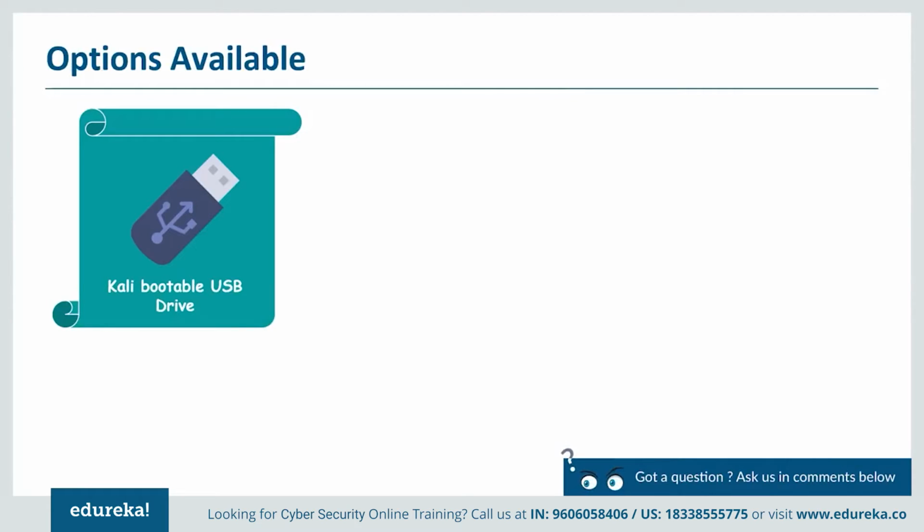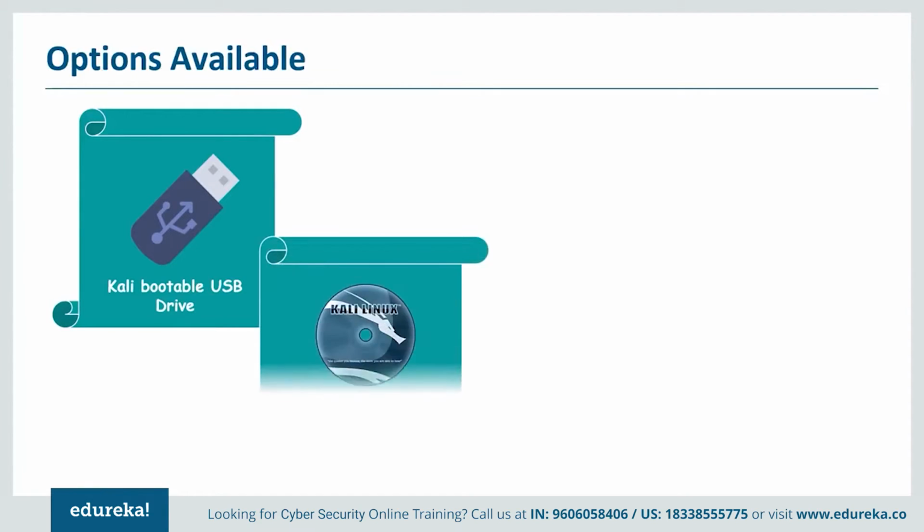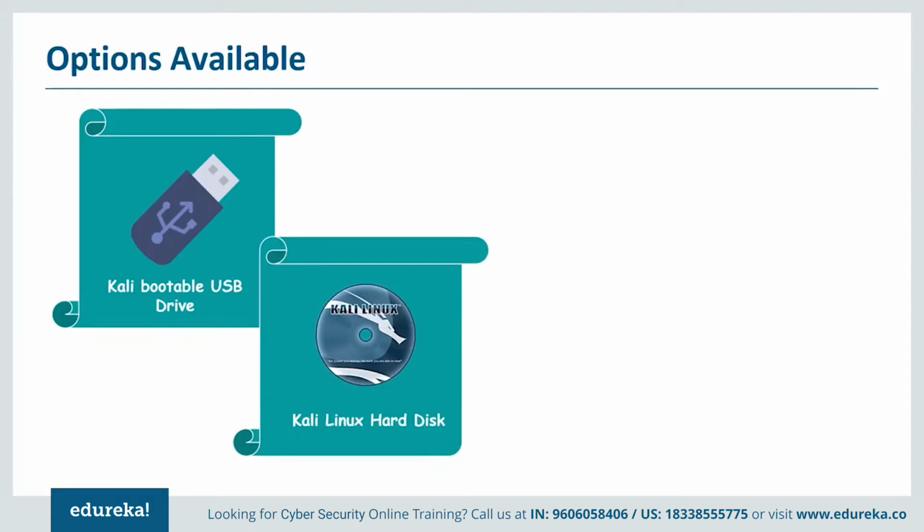So suppose you have installed it and you've performed something and you have some data which is stored. If you want to use that data next time as well, you can use the persistent storage option with the live USB installation process. Moving on, there is Kali Linux hard disk install.